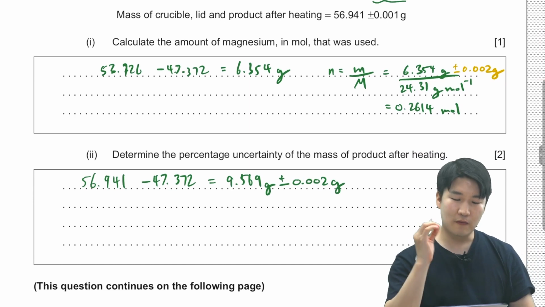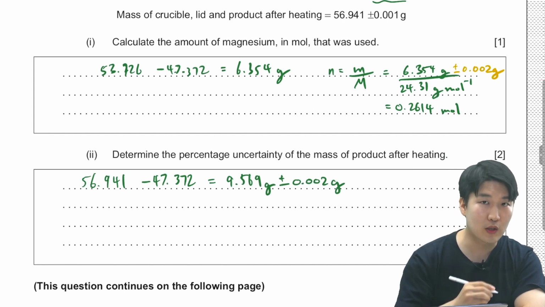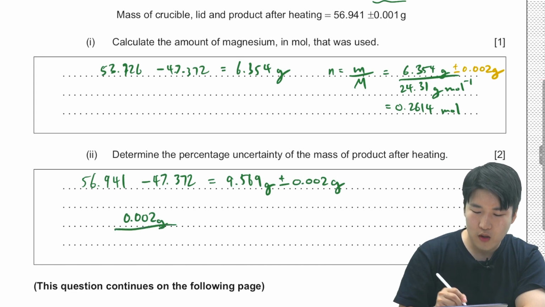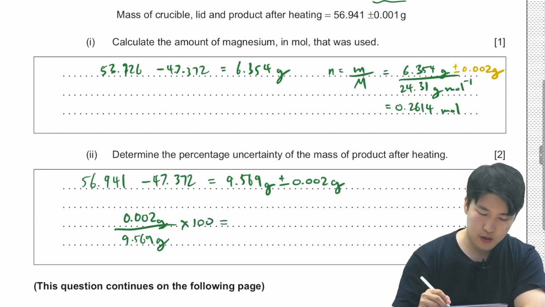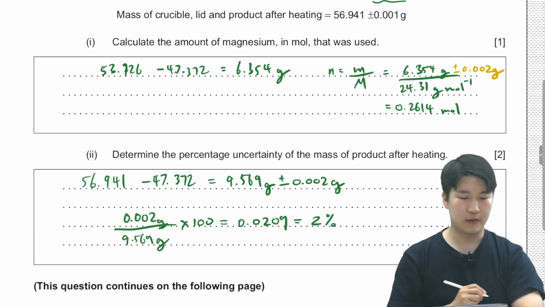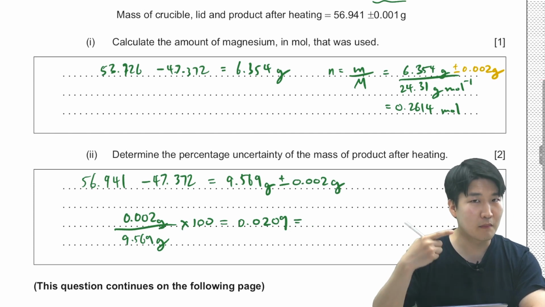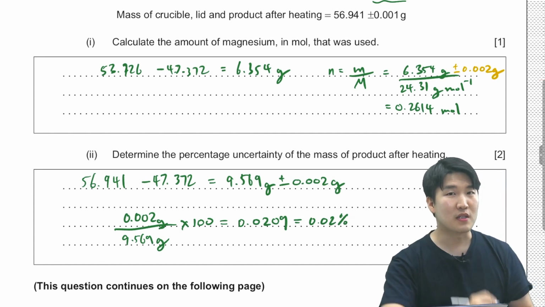Well, in order to convert this absolute uncertainty into percentage uncertainty, what do we do? 0.002 grams over 9.569 grams times 100, which will give us 0.0209. That corresponds to 2%. Sorry, not 2%. Because we've already multiplied by 100, 0.02%. That's relatively low percentage uncertainty.